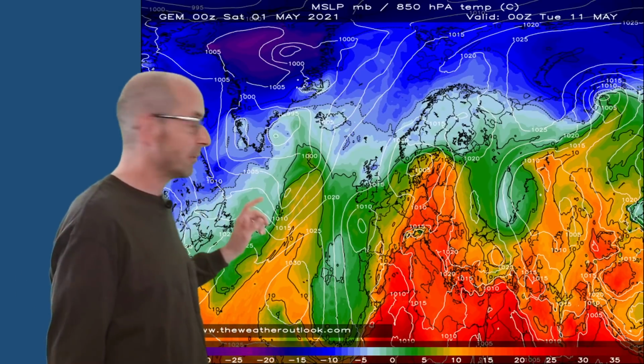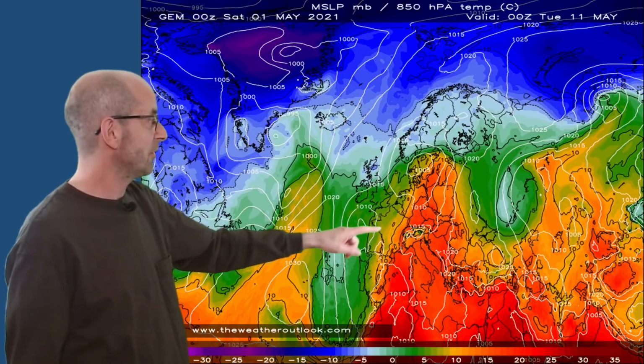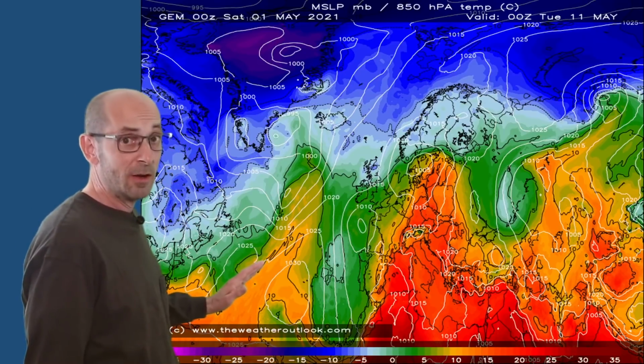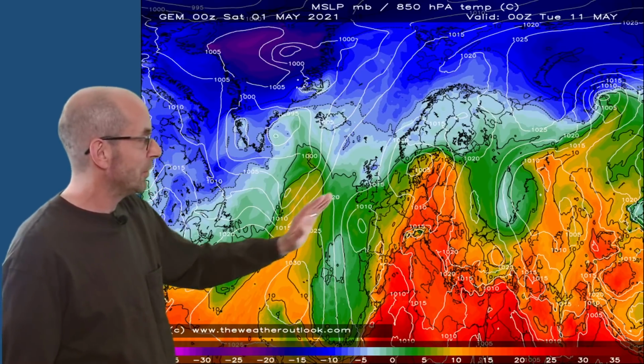The Canadian model at 10 days also looks fairly changeable. There's an area of low pressure down here to the south. The Azores high pressure is beginning to build northeastwards. That would hold out the hope of something better if it continues strengthening.